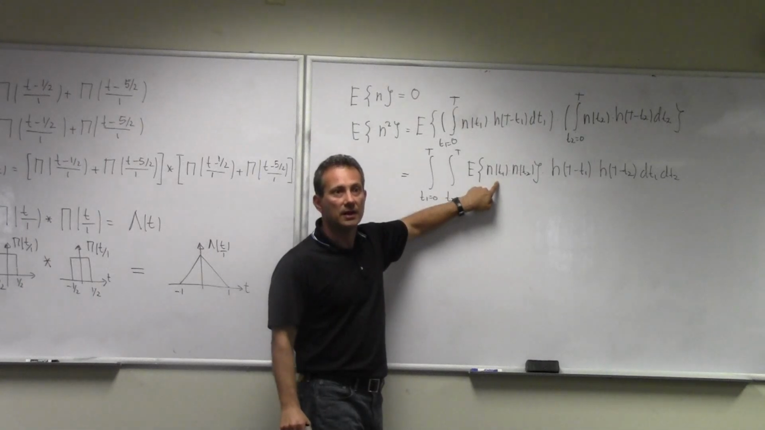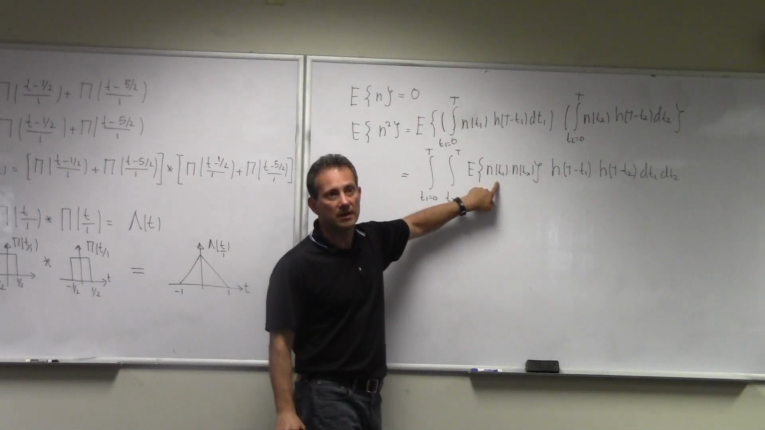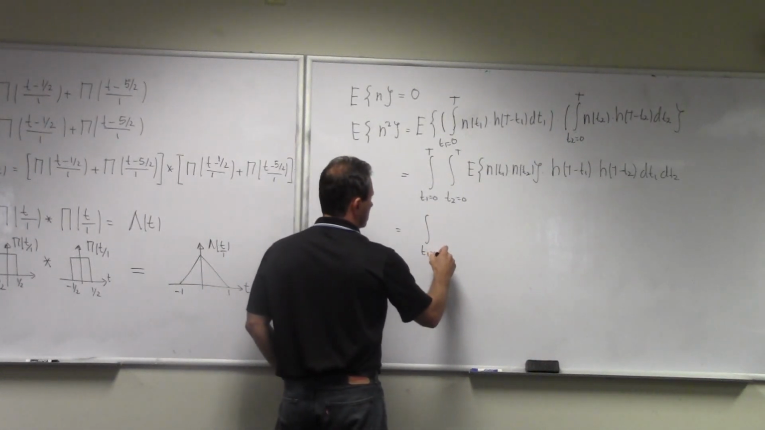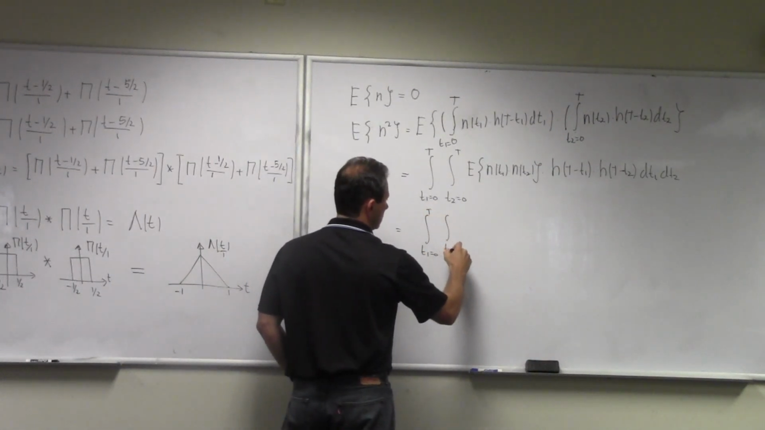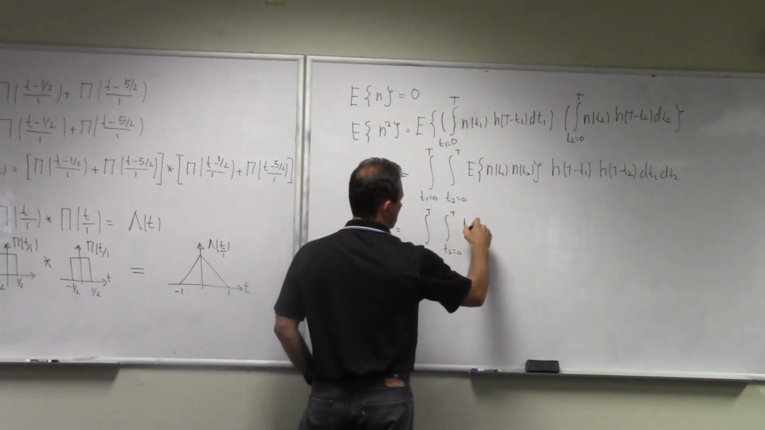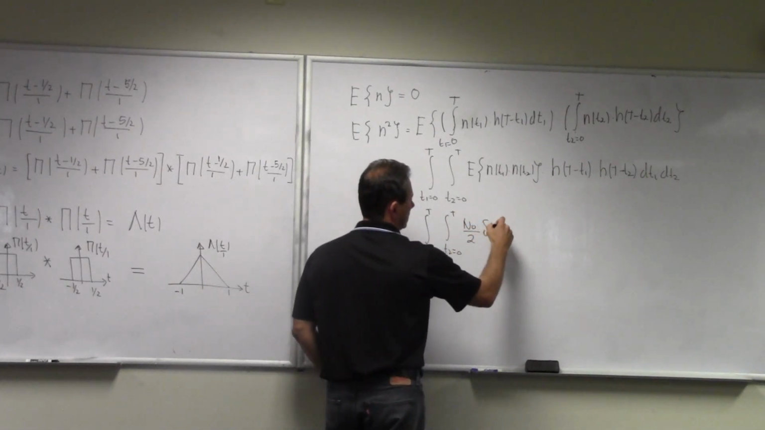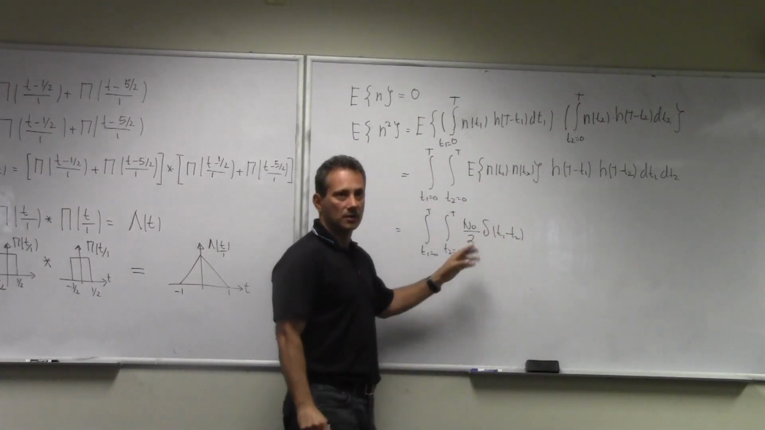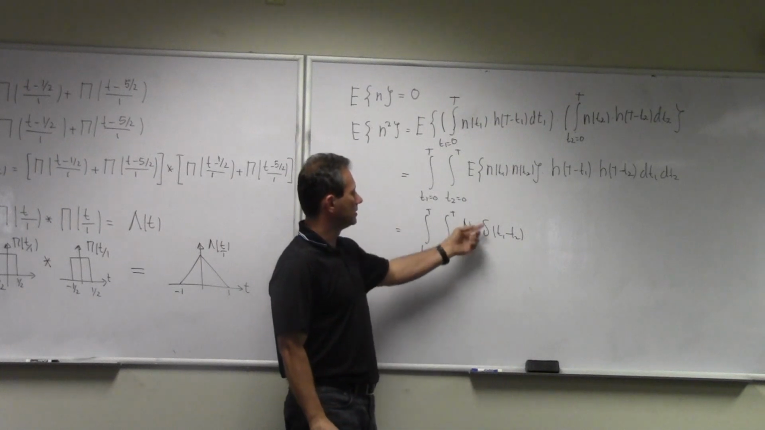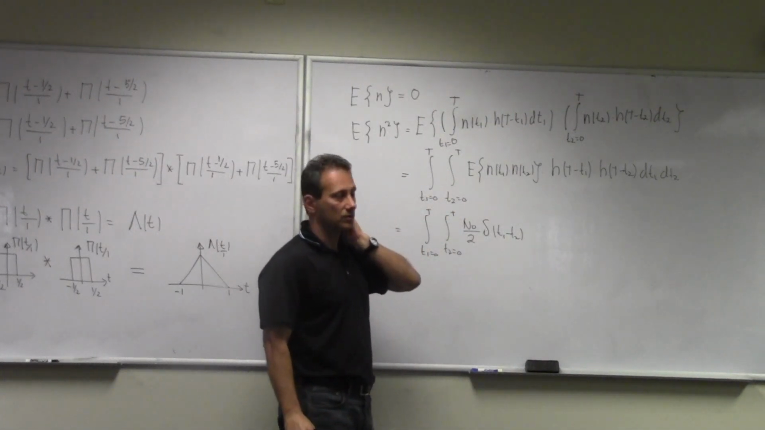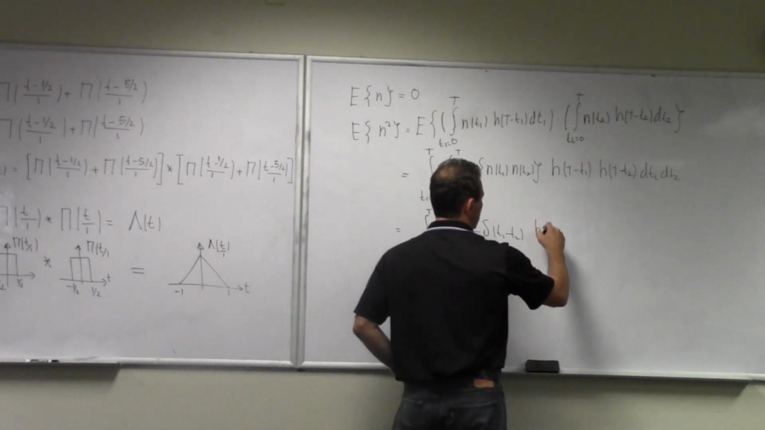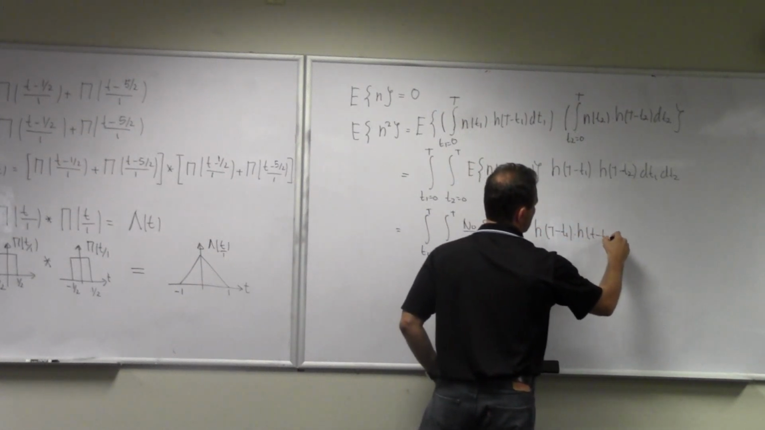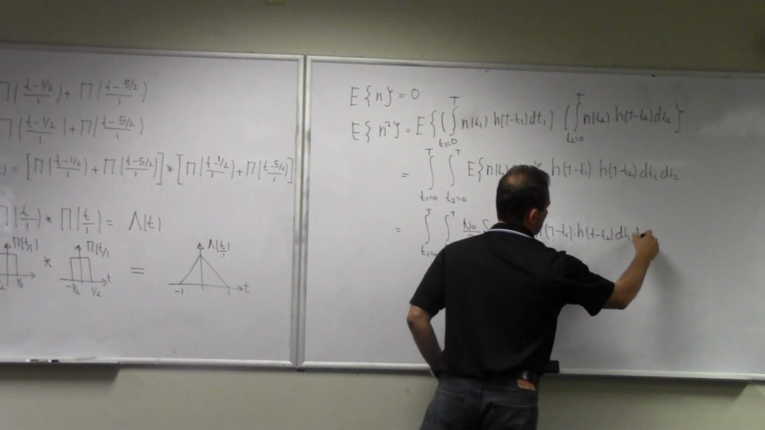This is delta, N0 over 2 delta of t1 minus t2. So this becomes the integral over t1 from 0 to T, t2 from 0 to T, of N0 over 2 delta of t1 minus t2. Why? Because this is white noise, and this is essentially the autocorrelation function of the noise. And then you have h(T minus t1), h(T minus t2), dt1, dt2.